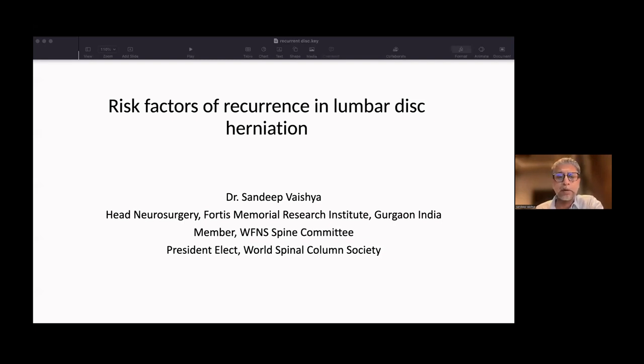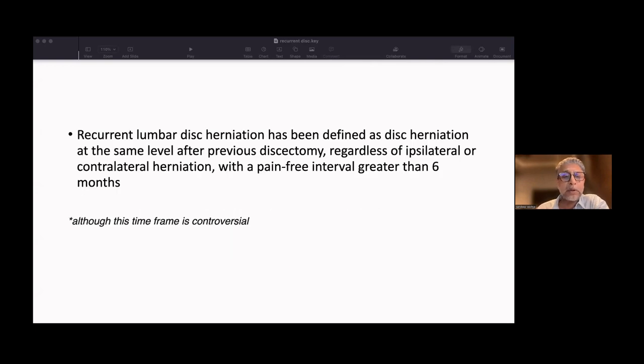Okay, so I will be talking on the risk factors for recurrence in lumbar disc herniation. As we all know, after a disc surgery the worry is about recurrence, and whatever you do, you will still see some recurrences. So what are the risk factors, so that you can explain to the patients preoperatively and you are well aware of it? Recurrent disc herniation has been defined as disc herniation at the same level after a previous discectomy, regardless of ipsilateral or contralateral herniation, with a pain-free interval greater than 6 months.